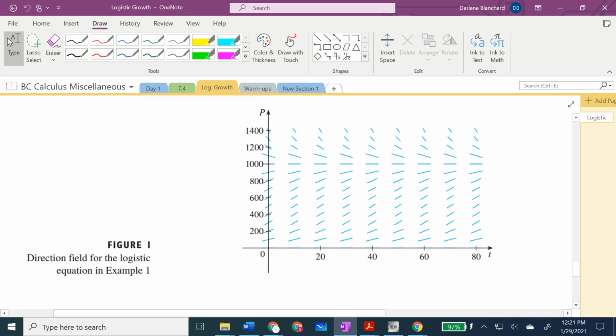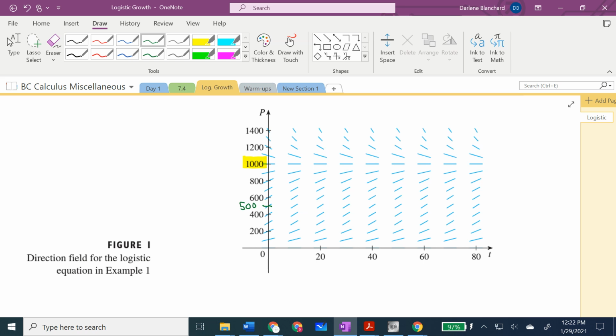So take a look at this slope field. The x-axis is time, the y-axis is population. Can you tell the carrying capacity? Yep, 1,000 is the carrying capacity. And now, what is half of 1,000? Right, 500. If you look at that horizontal line at y equals 500, do you see that that is the steepest of the slopes?